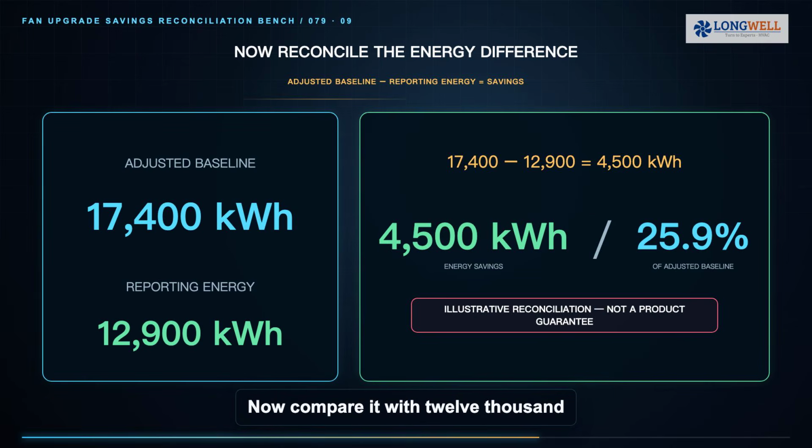Now compare it with 12,900 kilowatt-hours of reporting period energy. 17,400 minus 12,900 equals 4,500 kilowatt-hours. Dividing by the adjusted baseline gives 25.9%. These are transparent demonstration inputs, not a Longwell rating, quotation, or savings guarantee.